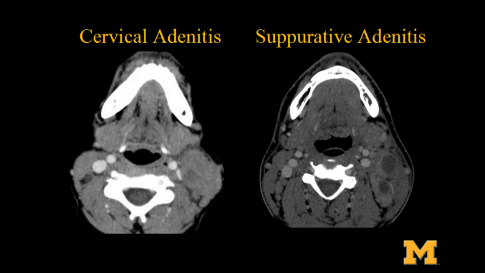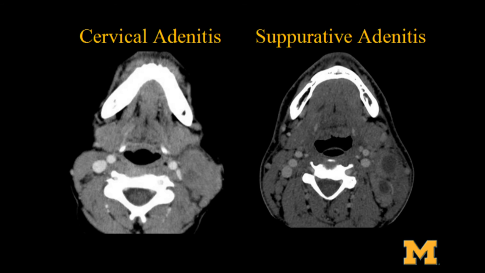And cervical adenitis, when I was growing up, this is what patients with mono had, right? You get mono, you have some enlarged lymph nodes, you palpate it, and it hurts. That's cervical adenitis. And the suppurative adenitis are those same lymph nodes, but they have this area of low attenuation within the lymph nodes. So it's not really a true abscess. And I'll show you an example of what a true abscess is.